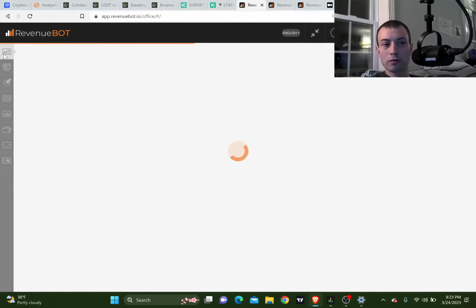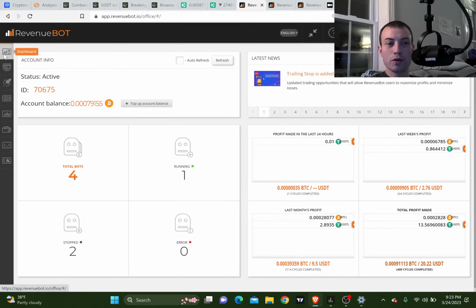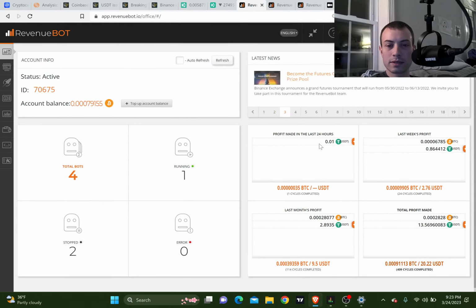So when you're at Revenue Bot, this is kind of for the newbies. Welcome anybody who's new. This is your dashboard. You can see some of your basic statistics, such as the last 24 hours. It'll break it down in your Bitcoin and USDT or whatever other coins that you have been trading in, as well as the weekly, monthly, and totals.